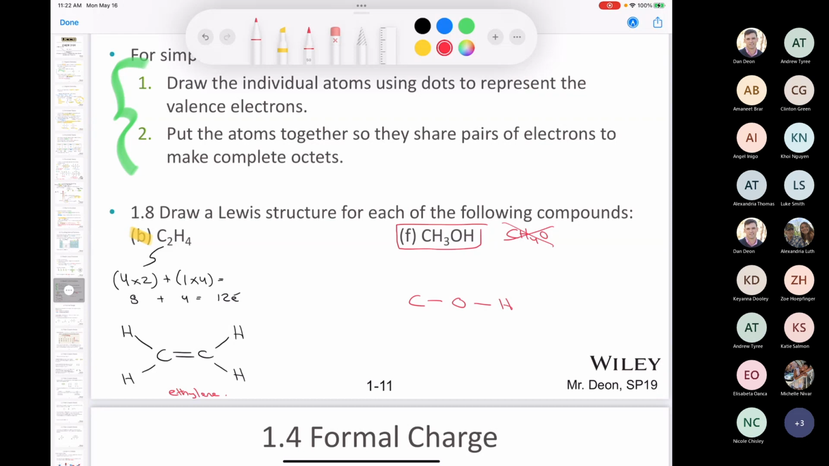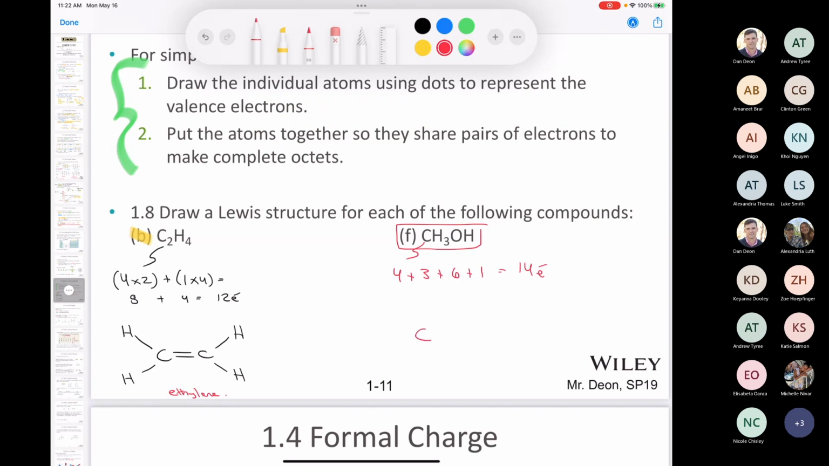I'm going ahead here pretty quickly, but the idea is that this is what we call a condensed formula, which tries to show you the connectivity of the atoms. If we tally up the total number of valence electrons here, we have 4 plus 3 for the 3 hydrogens, plus 6 from the oxygen, plus 1. So that gives us 8 plus 6, which gives us a total of 14 valence electrons.